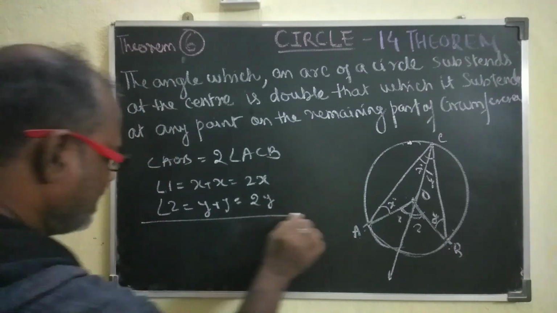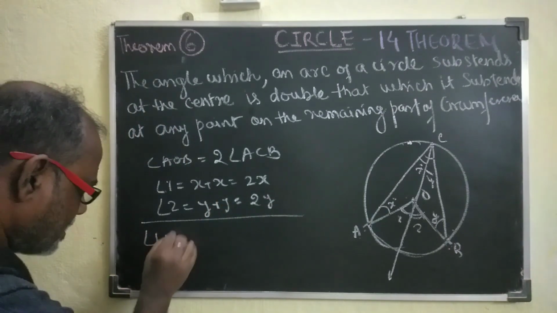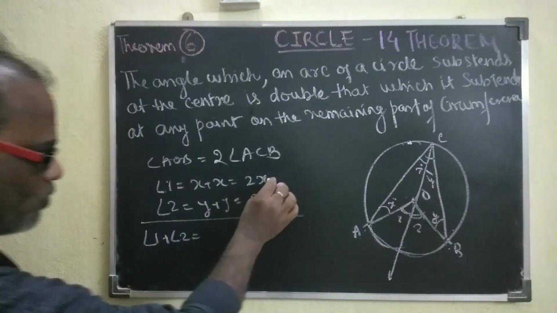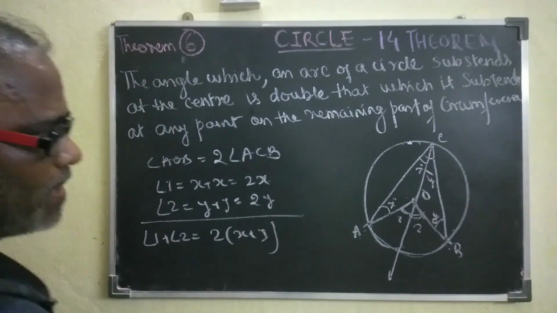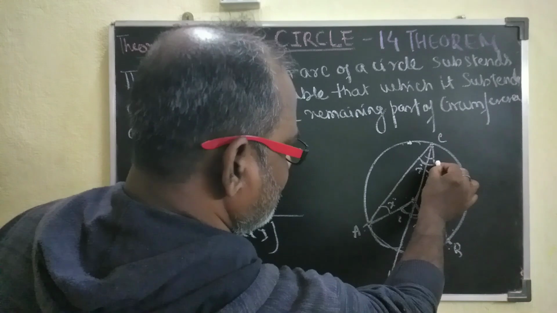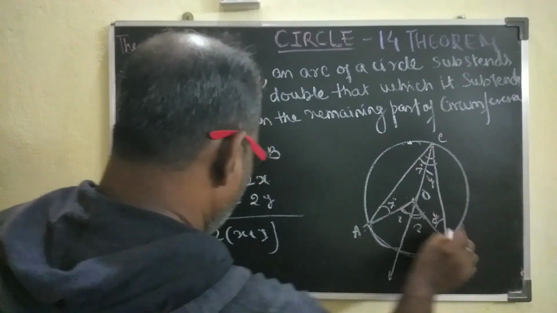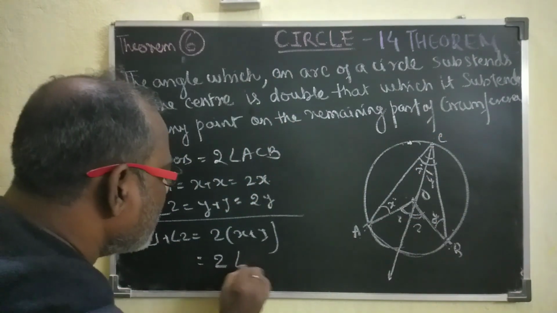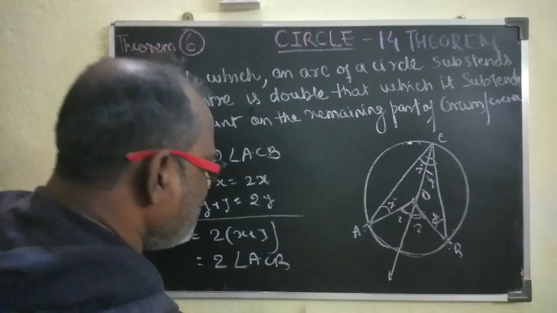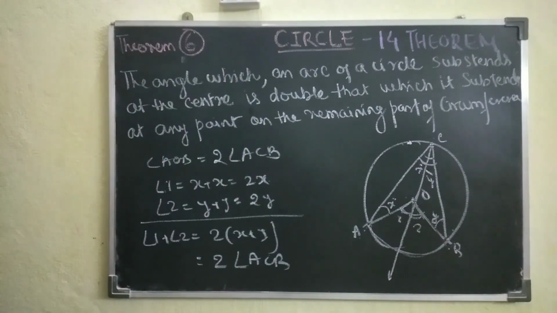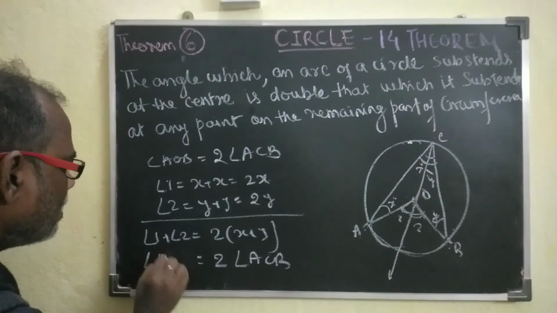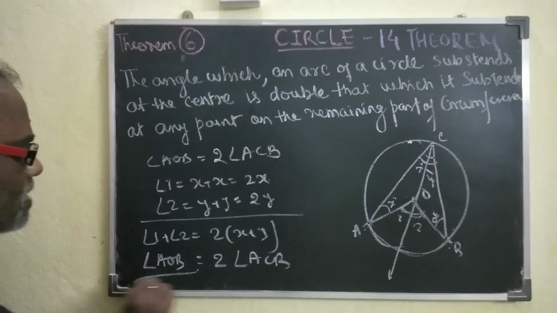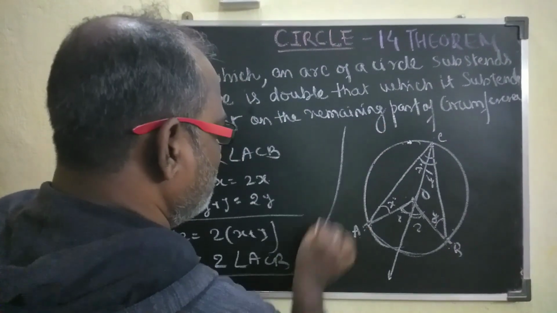Now if we add this, angle 1 plus angle 2 equals 2x plus 2y. But x plus y is this angle, that is angle ACB, so it equals 2 angle ACB, and angle 1 plus angle 2 is angle AOB. Hence this proves this theorem.